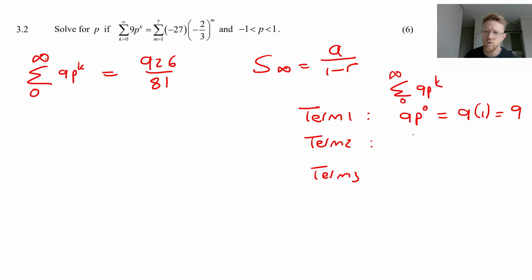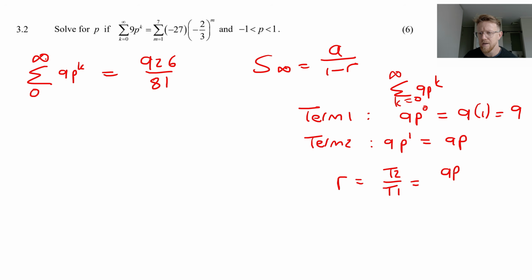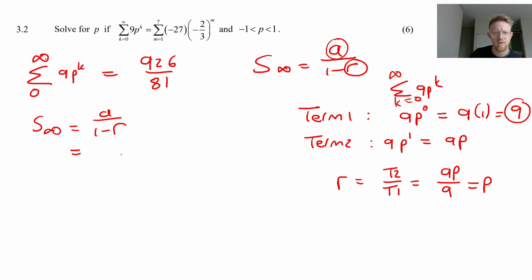Then to find term 2, you just increase this number by 1. And so it's going to be 9p to the 1, which is just 9p. We don't need to go find term 3 because we know that it's geometric already. So now if you wanted to find the ratio, you would take term 2 divided by term 1, and that would be 9p divided by 9, which is just p. Okay, so we now have the ratio, and we have a, which is term 1, and so we're good to go. Bob's your auntie. And so it's going to be a, which is 9 over 1 minus r, which is p. And so that is what this expression now is.